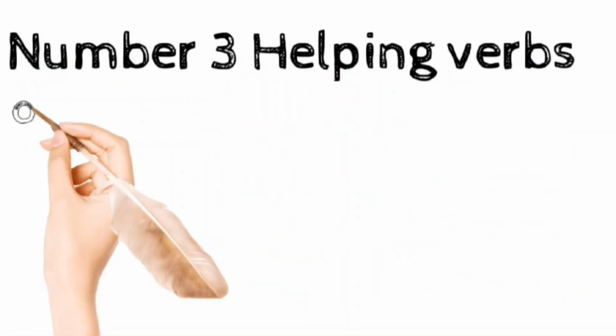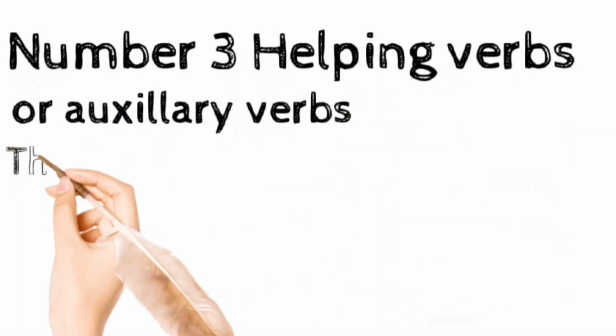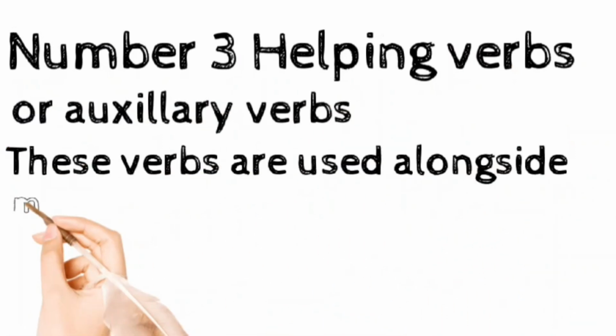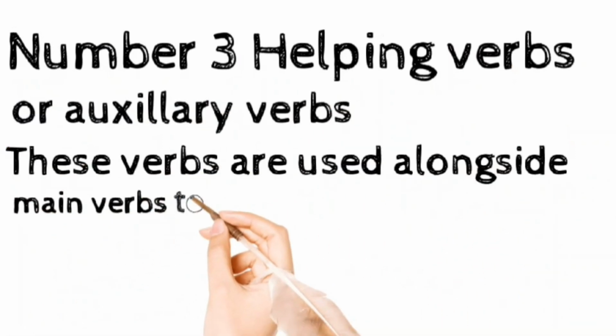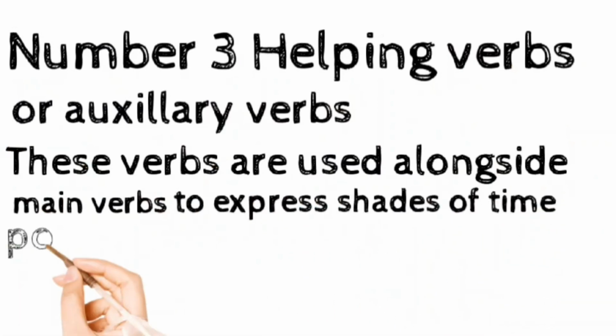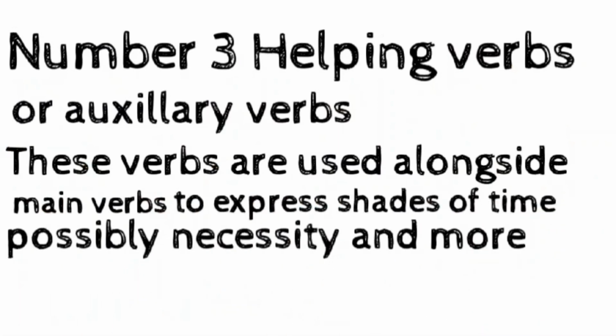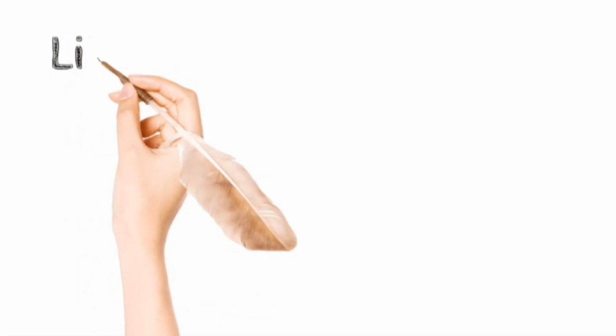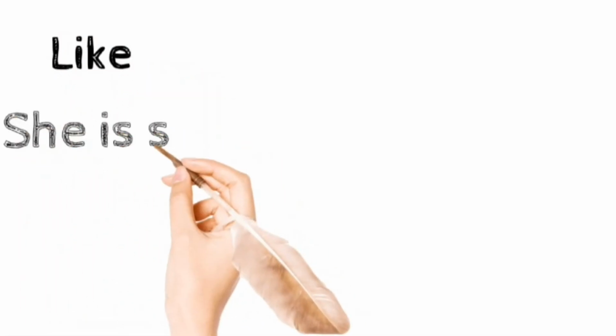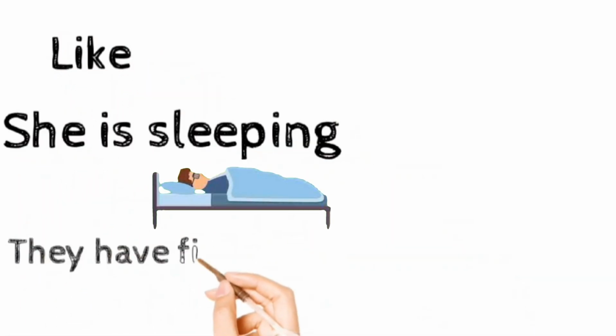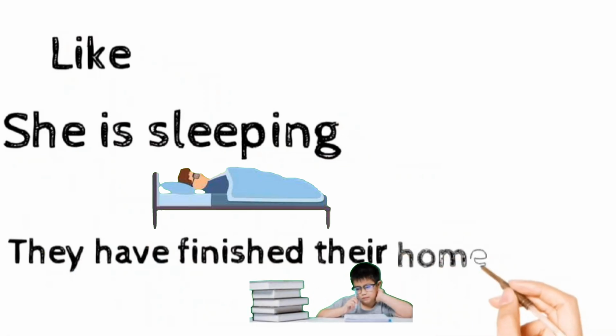Number 3, helping verbs or auxiliary verbs. These verbs are used alongside main verbs to express shades of time, possibility, necessity and more, like she is sleeping. They have finished their homework.